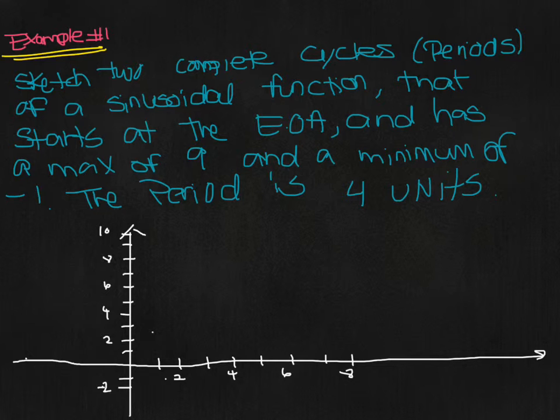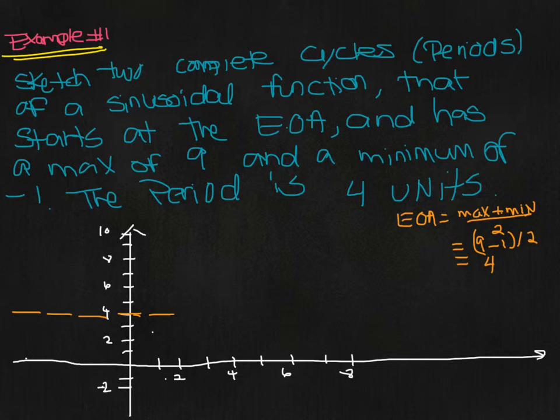So the first thing that I would do is figure out, well, what is my equation of axes equal to? So according to the formula, we know that our equation of axes is equal to the max plus the min divided by 2, which would be 9 plus -1, which gives me 9 minus 1 is 8. 8 divided by 2 is 4. So on my y-axis, where it's equal to 4, I'm going to draw in my equation of axes, which is supposed to be a dashed line.